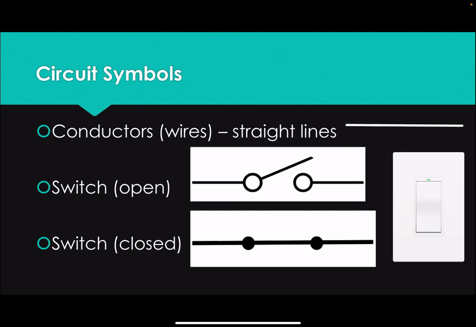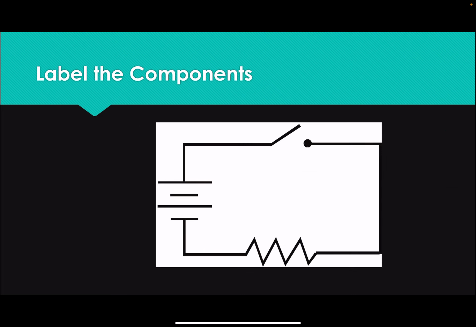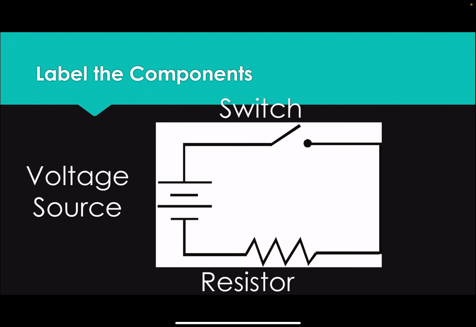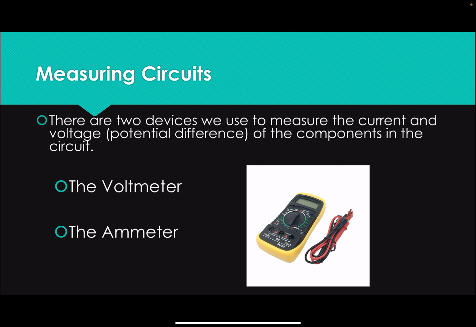And then we have conductors, which are straight lines, and so all these straight lines are conductors. And then switches look like this, just little dots. And it can be open or closed. Again, open means that there's no power, and so if a light switch is off, it is open. And if it's closed, that means it's on. And so we can label a diagram like this. We have a switch, voltage source, and a resistor, all connected by a wire going throughout.